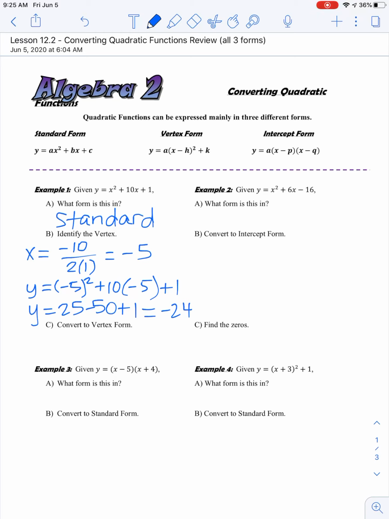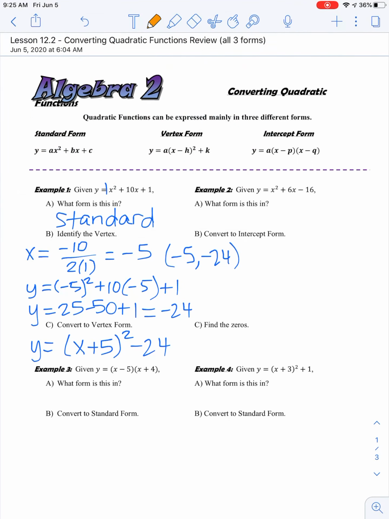negative 24. On problems when we're graphing, we usually don't see numbers this big or this small because it won't fit on the graph, but we're not graphing here. We just have to identify the vertex, so negative 5, comma, negative 24. And in vertex form, I know my a is 1, looking at the equation in standard form. So y equals 1, I don't need to put there. Then I'd have x plus 5 squared minus 24.